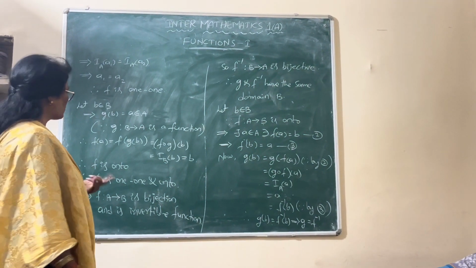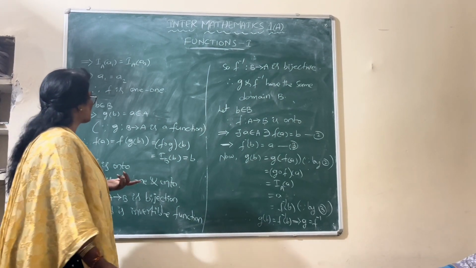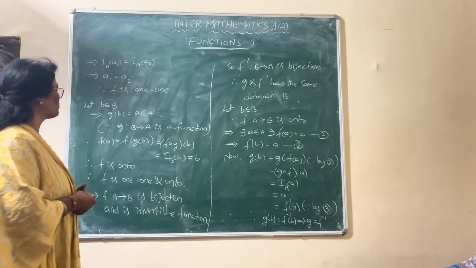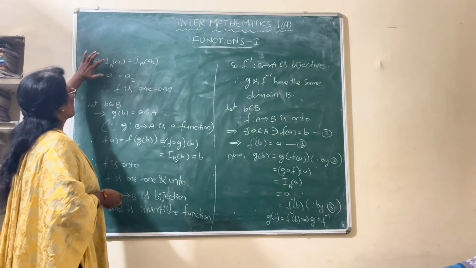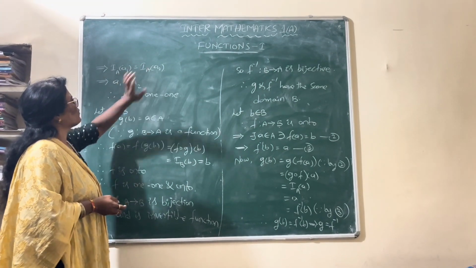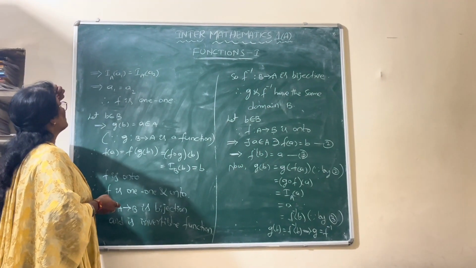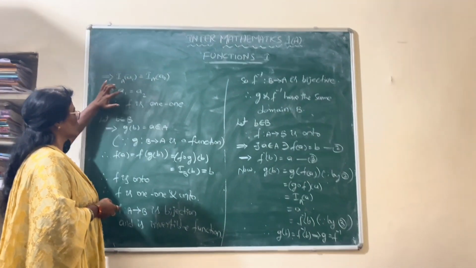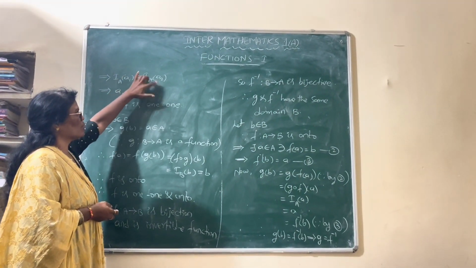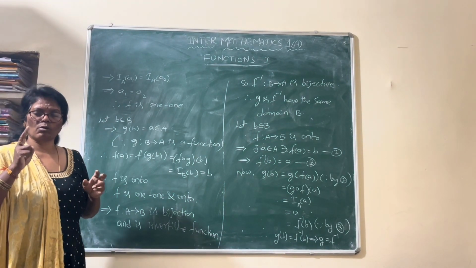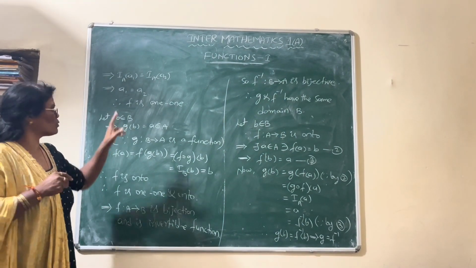So g composite f is equal to ia, and f composite g is equal to ib. We proved that. So that means ia of a1 is equal to ia of a2. From the definition of the identity, ia of a1 is nothing but a1, and ia of a2 is nothing but a2. So a1 equals a2, meaning the two supposedly distinct elements are equal to each other.